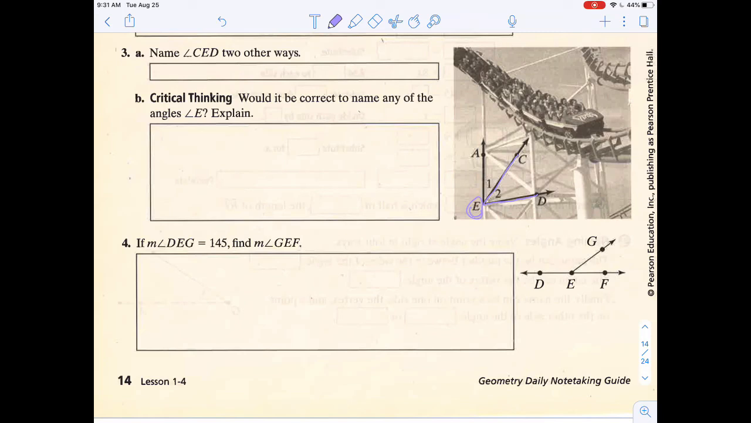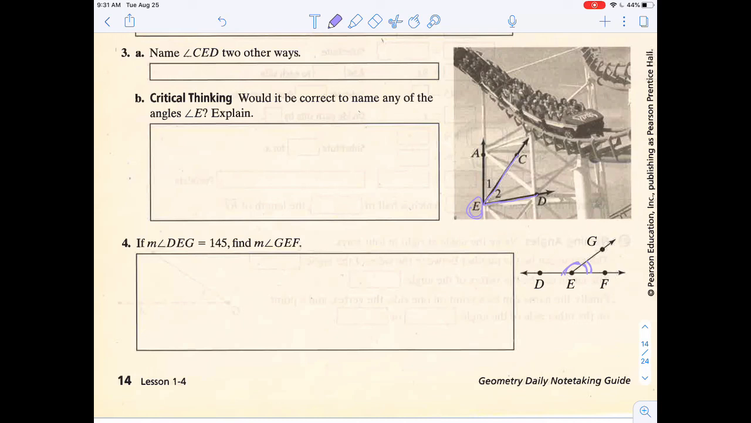All right, and last, number 4, if the measure of angle DEG is 145, so that's this angle here, find the measure of angle GEF. So you're trying to find the other side. Well, if you notice, DEF makes a straight line, so that's got to be a straight angle. And that should help you in finding the measure of angle GEF.